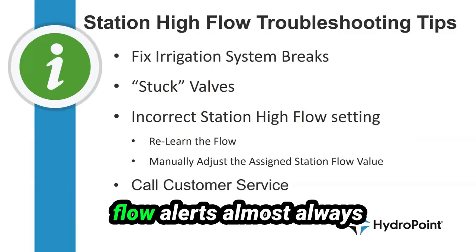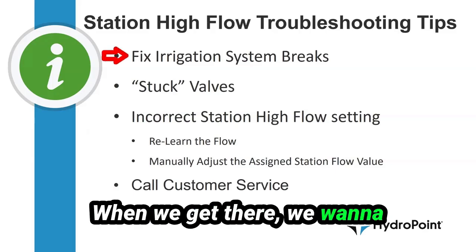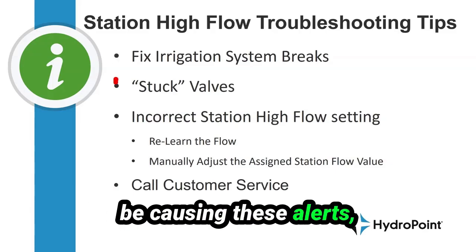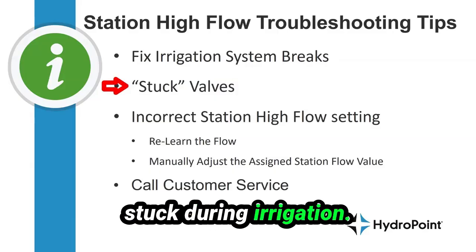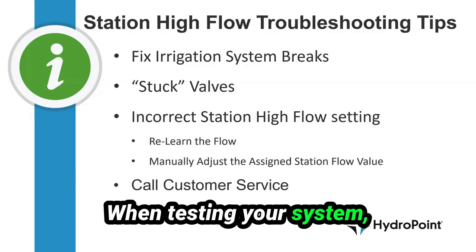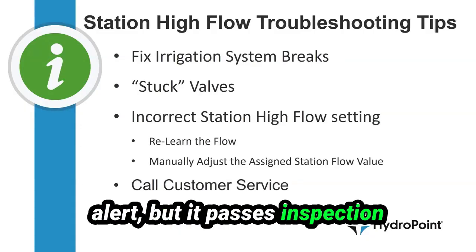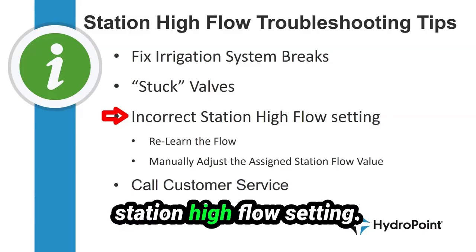Troubleshooting station high flow alerts almost always requires a trip out to the site. When we get there, we want to find and fix any irrigation system breaks that might be causing these alerts. And we want to test our valves to find out which ones might be getting stuck during irrigation. When testing your system, if you have a station that prompted a station high flow alert, but it passes inspection and nothing is broken, this can be an indication that you have an incorrect station high flow setting.